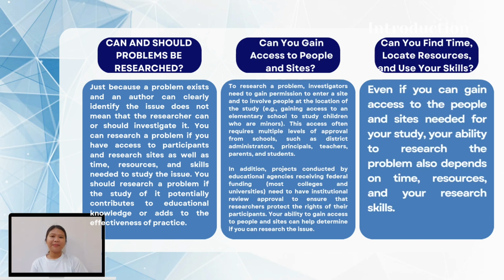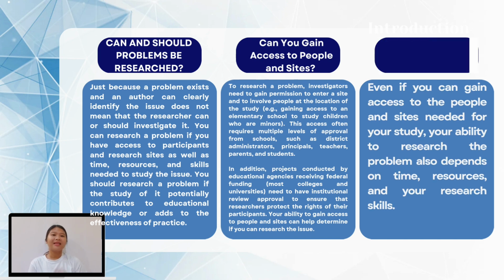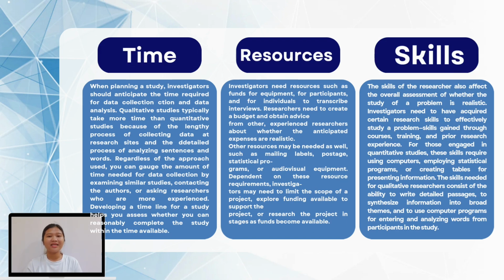Even if you can visit the places and talk to the people you need for your study, there are still other things that affect your ability to research the problem, which we will tackle next. The first one is time. Research takes time. You need to plan, collect data, analyze it, and write up your findings. Sometimes you need to spend a lot of time waiting for the right conditions or for people to be available for interviews or surveys. The second one is resources.